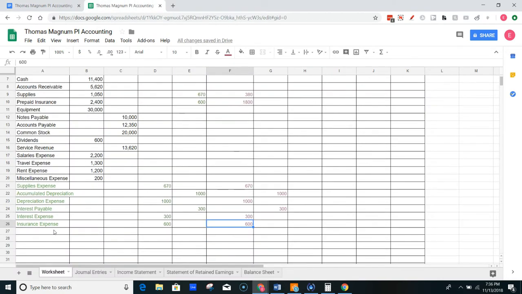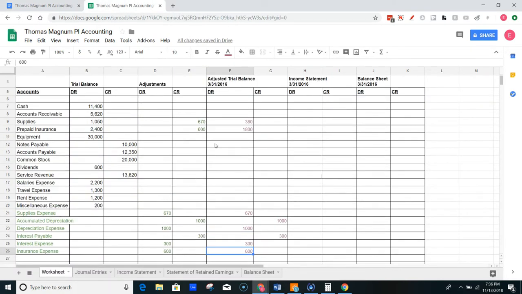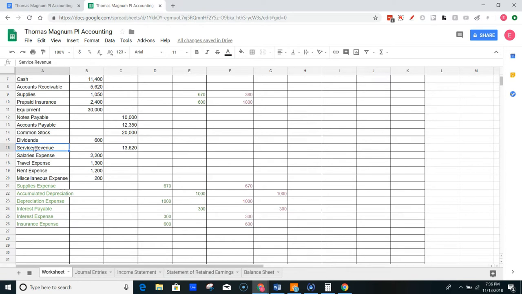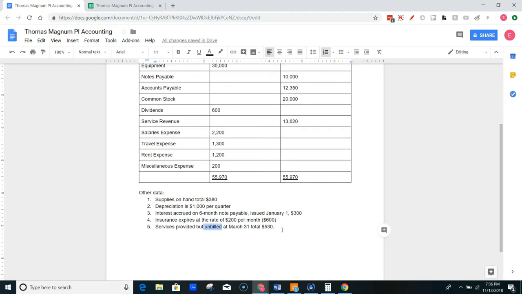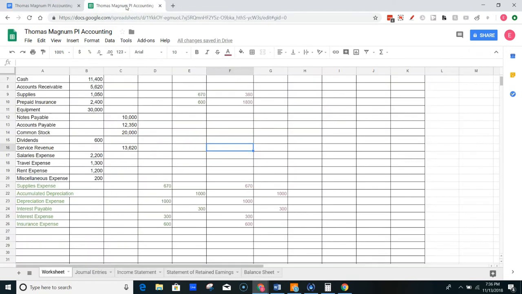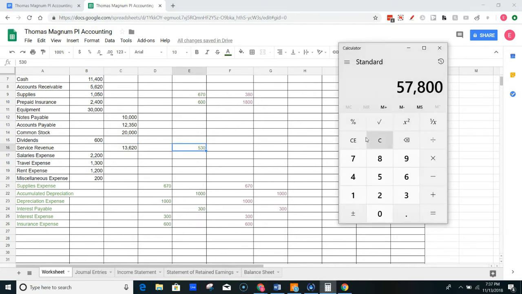All right. So unbilled. So how do I do this? Well, first, I need to find my service revenue, right? I know that I have created or offered another service, my service of $530. So right here in my service revenue, I'm going to pop my $530 in the credit account, which is going to raise my service revenue. Let me get my calculator out here and make sure I've got it right.